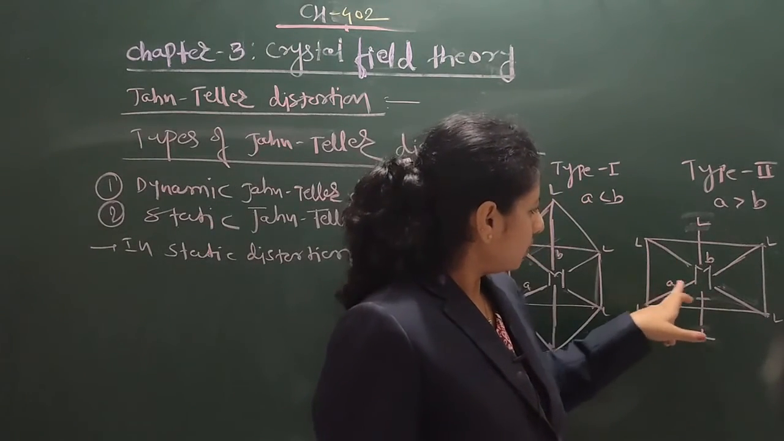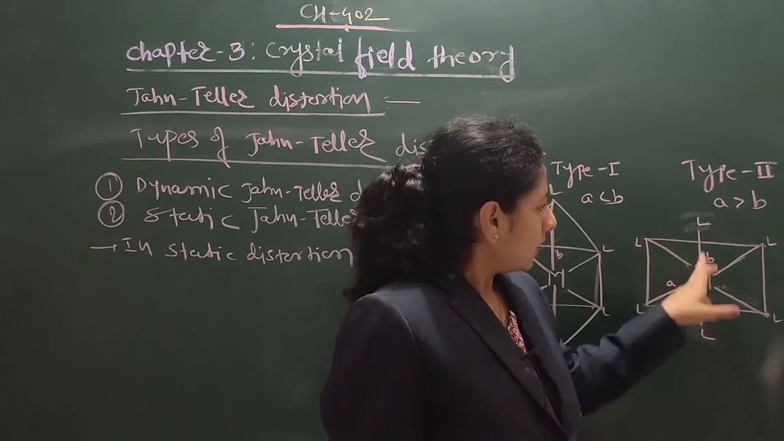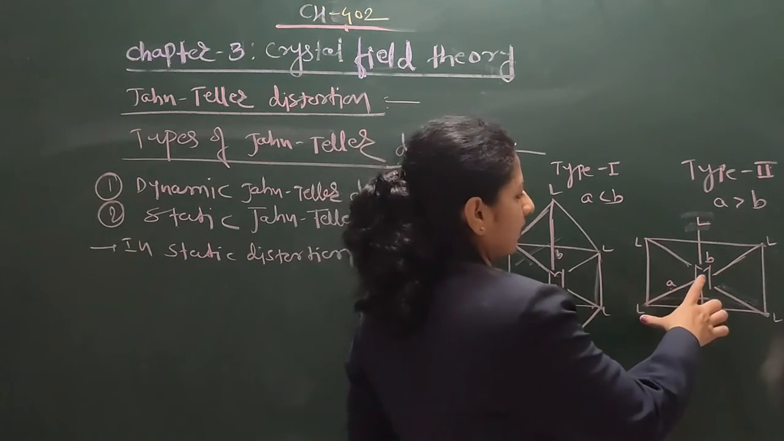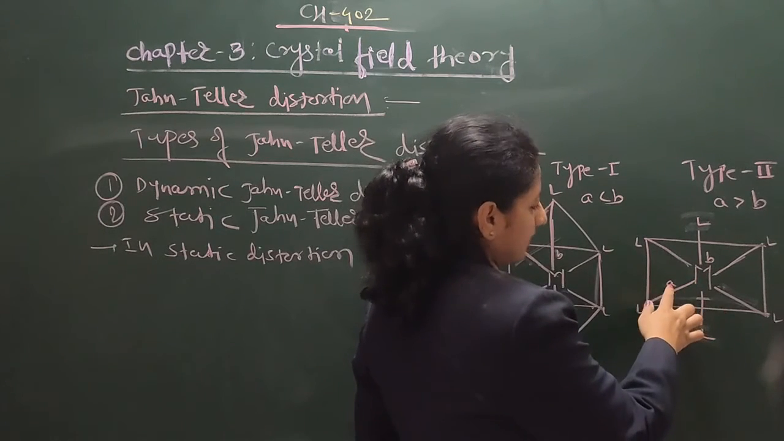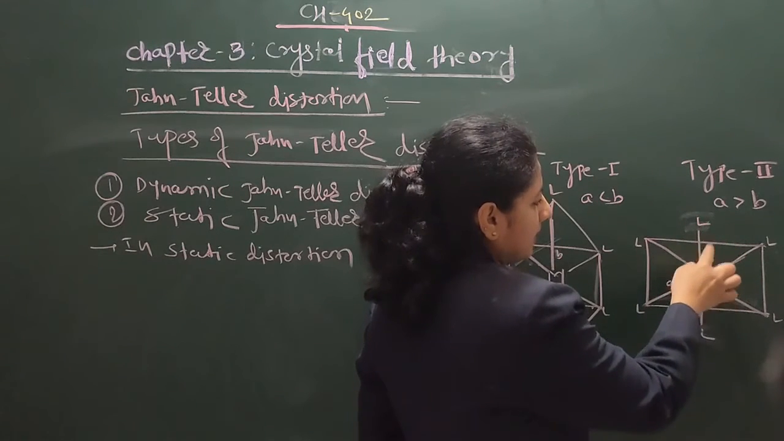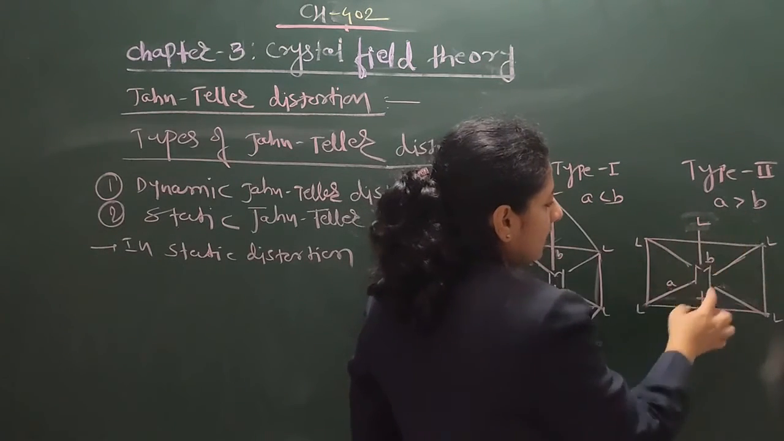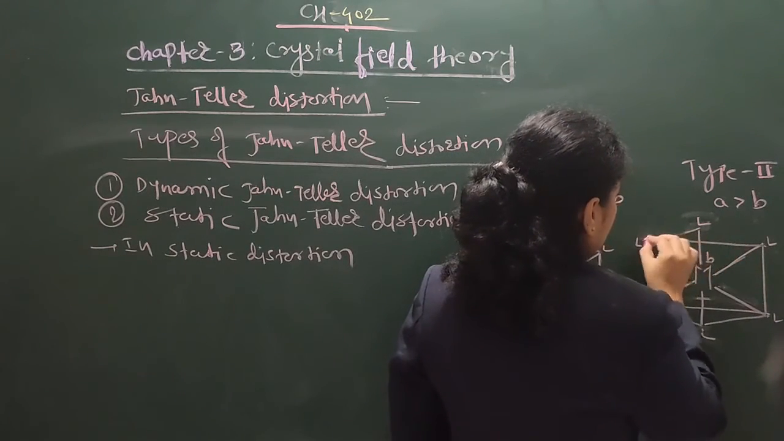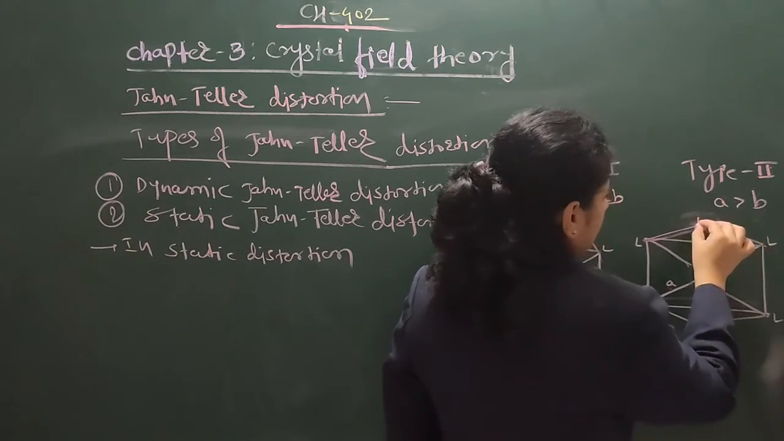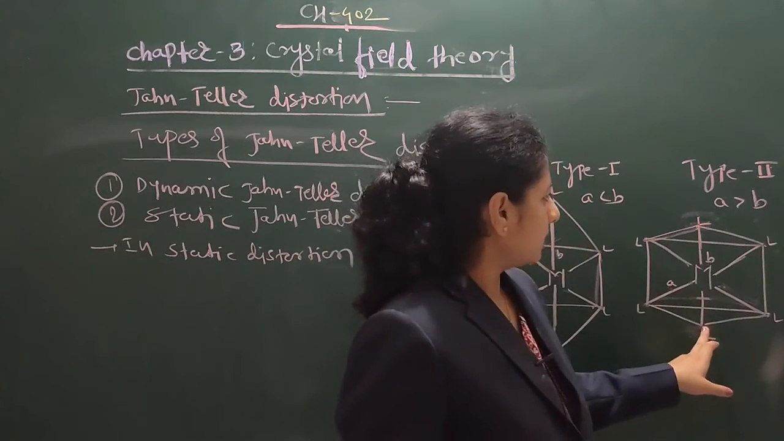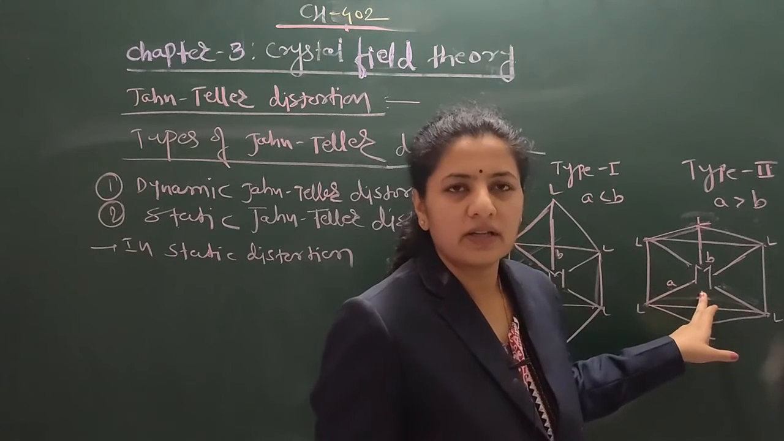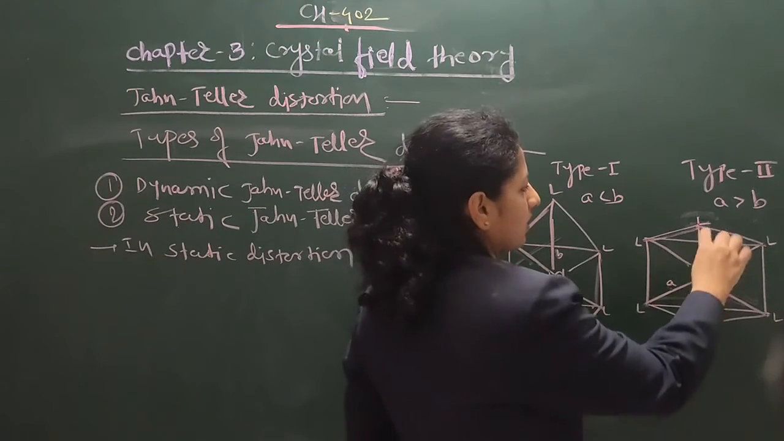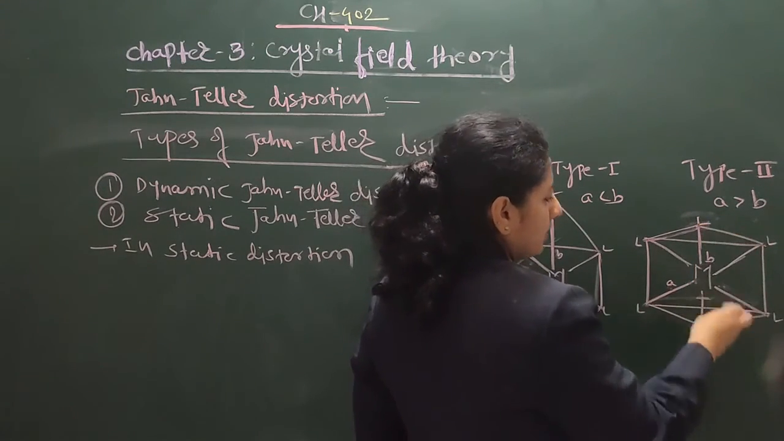Here two bonds are shorter, whereas these four bonds are longer. Meaning the distance of this ML bond is greater than this ML bond, that is B, so A is greater than B. So if you observe these two structures, generally 6 bonds are observed here, 2 are shorter and 4 are longer. These 4 are much longer than these 2 shorter bonds.